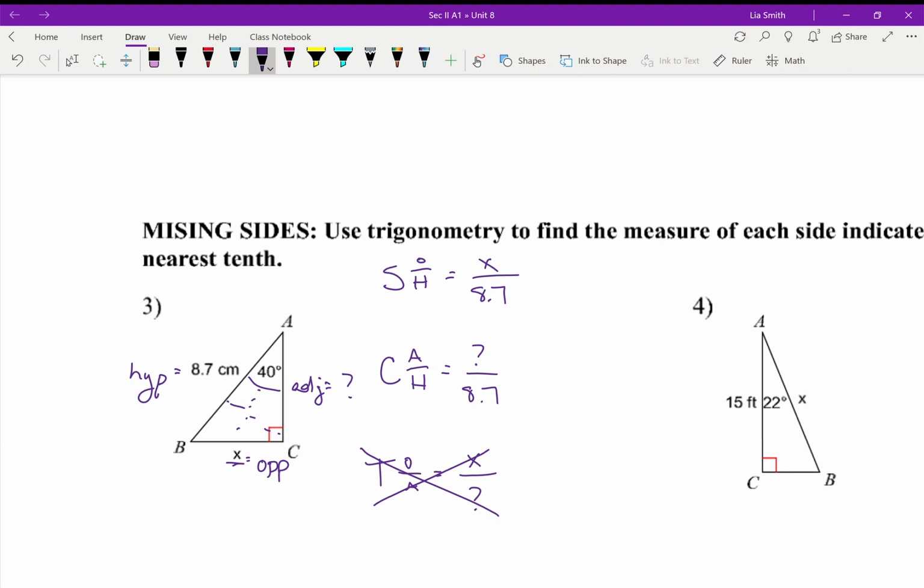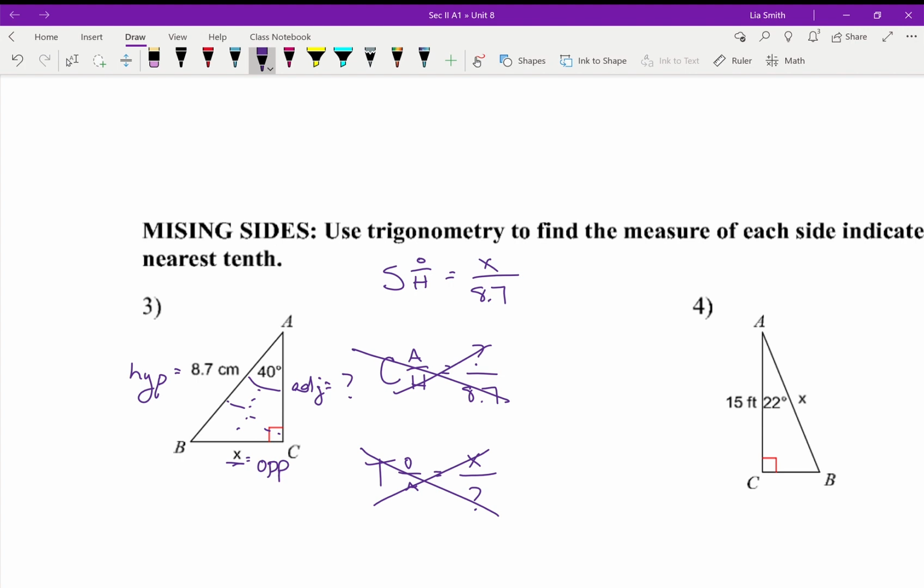Look at cosine. This one's question mark over 8.7, which is doable. I could find question mark, but am I solving for question mark or am I solving for X? So since this one doesn't have an X, there's no point in solving that one either. So the function that we want to use is sine, because we have one of the numbers and the other part is what we're solving for.